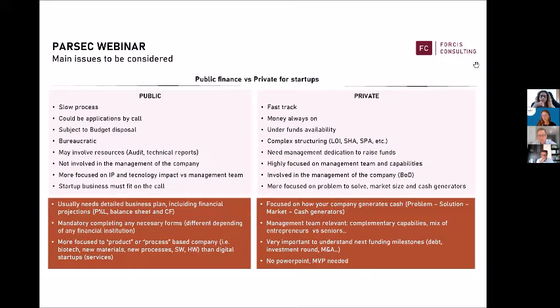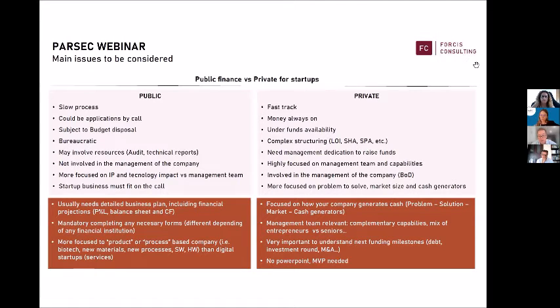And the startup business has to fit the call. That is to say, you probably have to adapt your business model to the call if you want to apply for public financing. Usually, public finance needs a detailed business plan, including financial projections, profit and loss, balance sheet, and cash flow for the next 5-10 years, depending on the term that you are looking for.